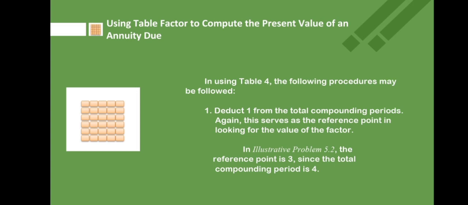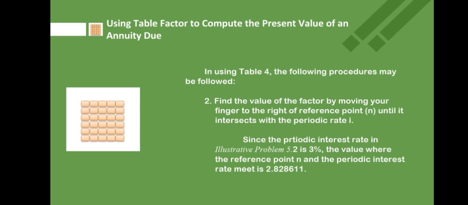In using table 4, the following procedures may be followed. First, deduct 1 from the total compounding periods. Again, this serves as the reference point in looking for the value of the factor. In illustrative problem 5.2, the reference point is 3 since the total compounding is 4. So, di ba sabi dito deduct 1. So, ang compounding period is 4. So, 4 minus 1 is 3. So, ang reference point natin ay 3.